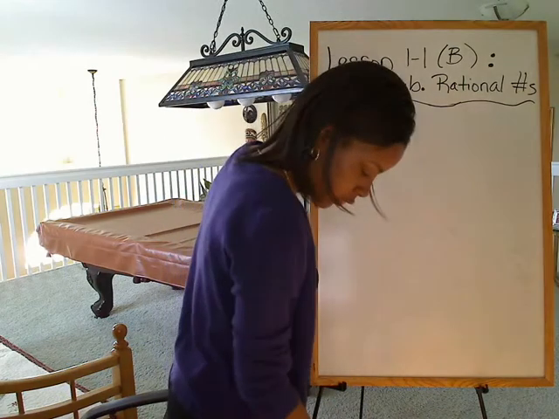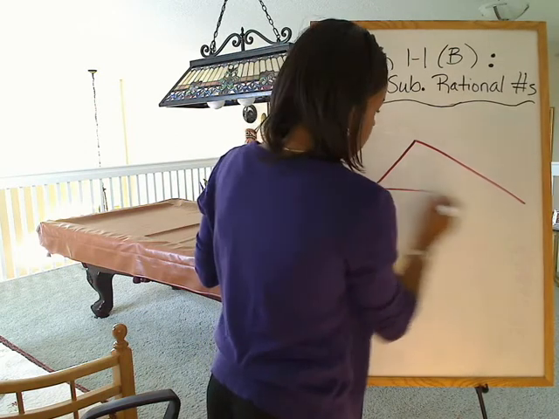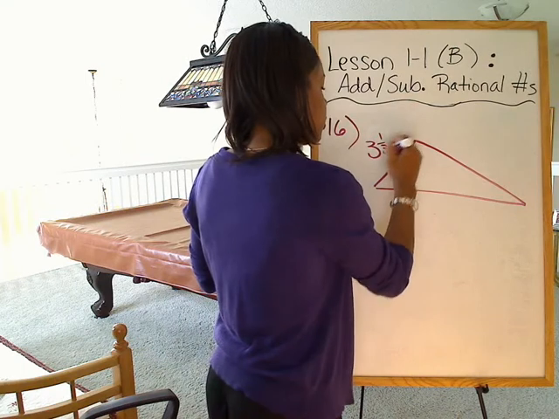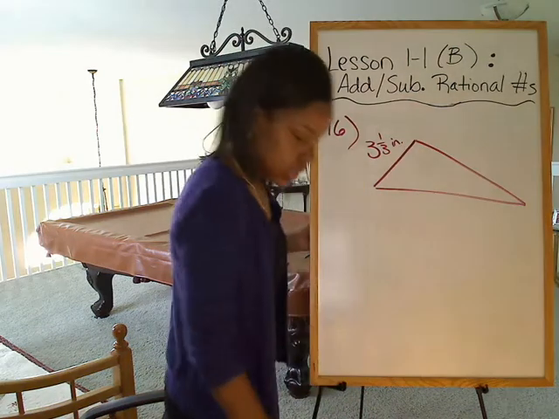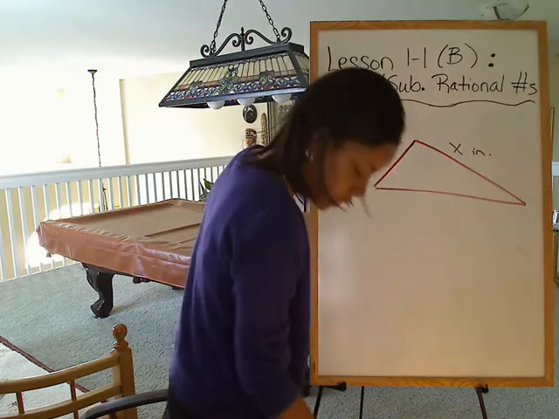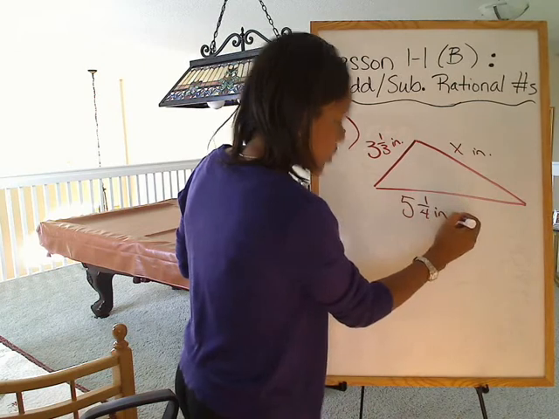Number 16, they give you a triangle. I'm going to try my best to draw it. And they tell you that this side is 3 1/3 inches. They tell you this side is X inches, meaning we don't know. And this side is 5 1/4 inches.